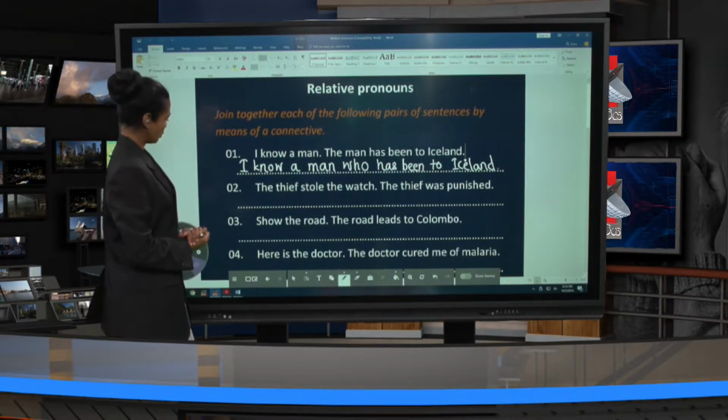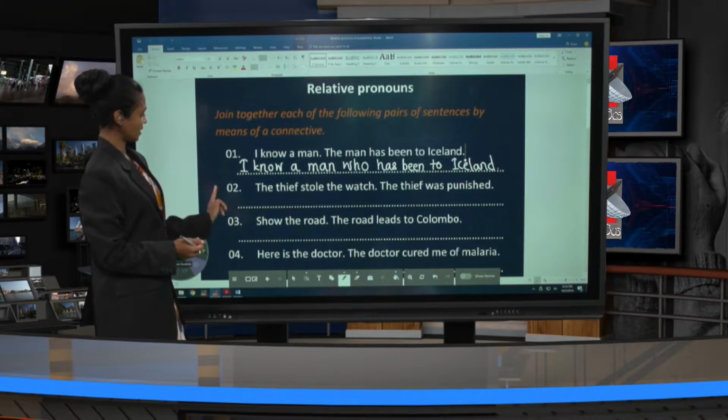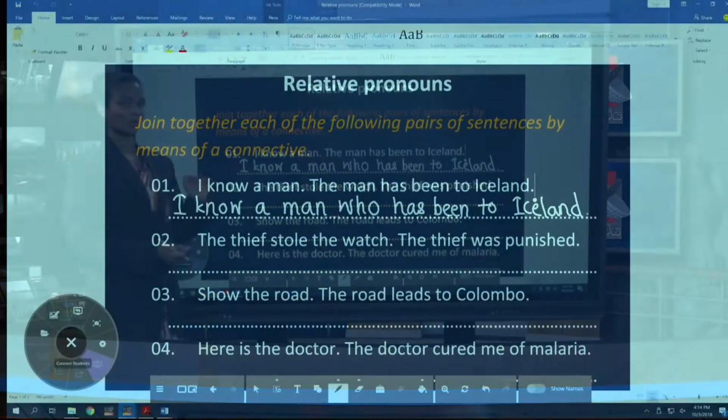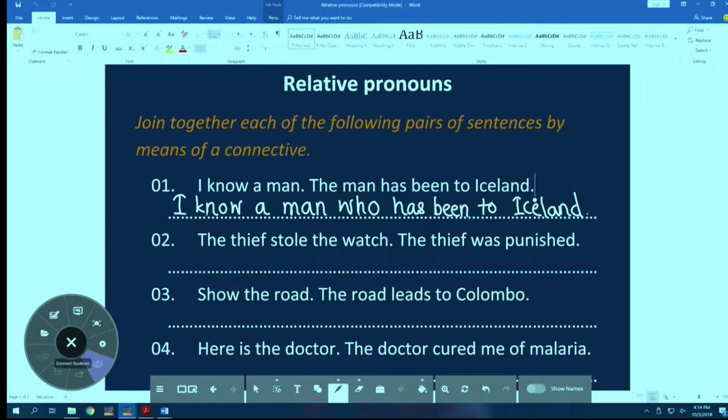Right. Now go through the rest three, second one, third one and fourth one. I'll give you some time. Yes, try yourself. Try to do it yourselves. By making a relative clause, you can add it to the main sentence and make a single sentence.